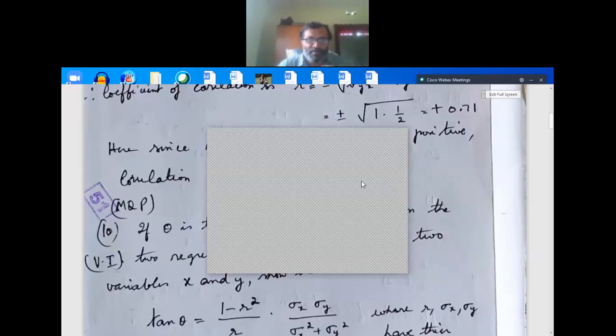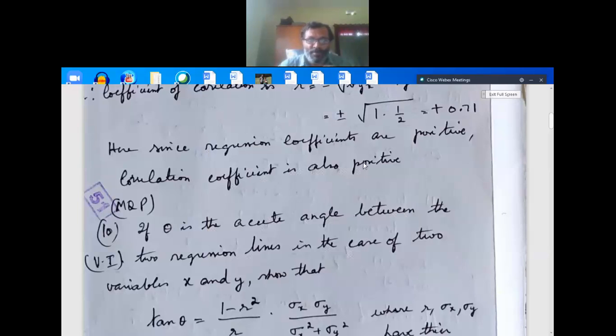So last session, where we stopped, we were discussing the concept of regression lines, how to solve a regression equation. Then lastly, we had two very important formulas, which I discussed very slowly also, because it is there in the model question paper.